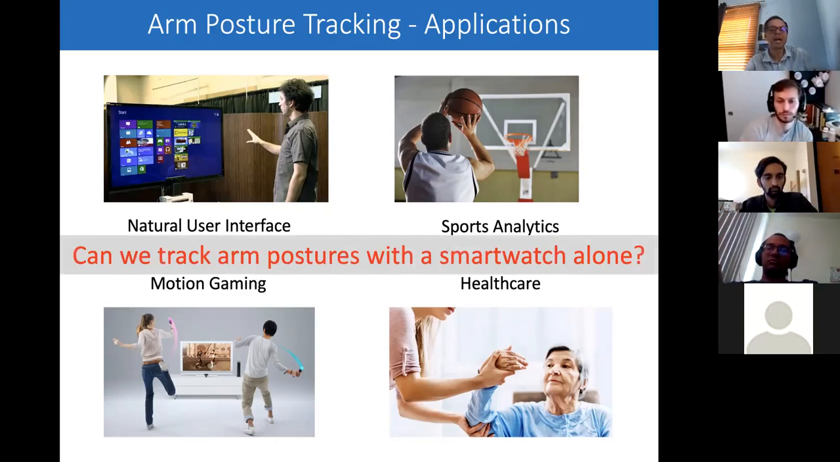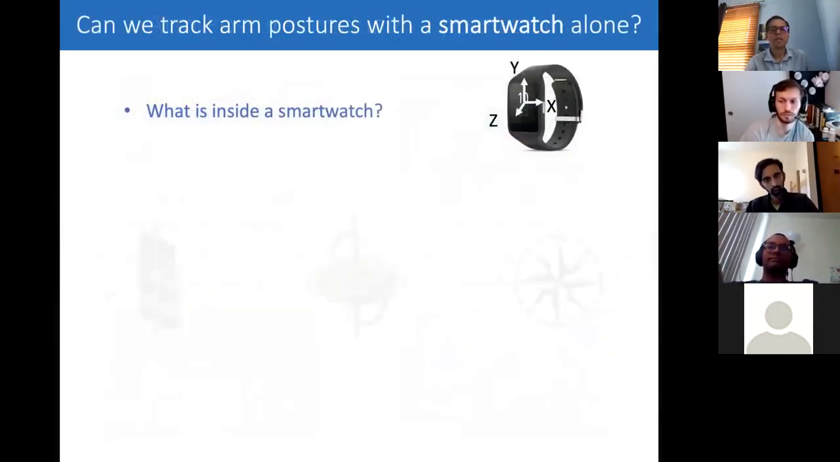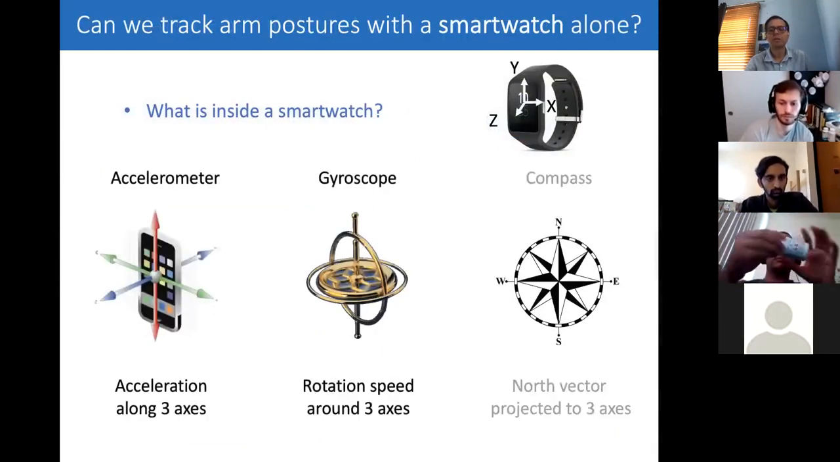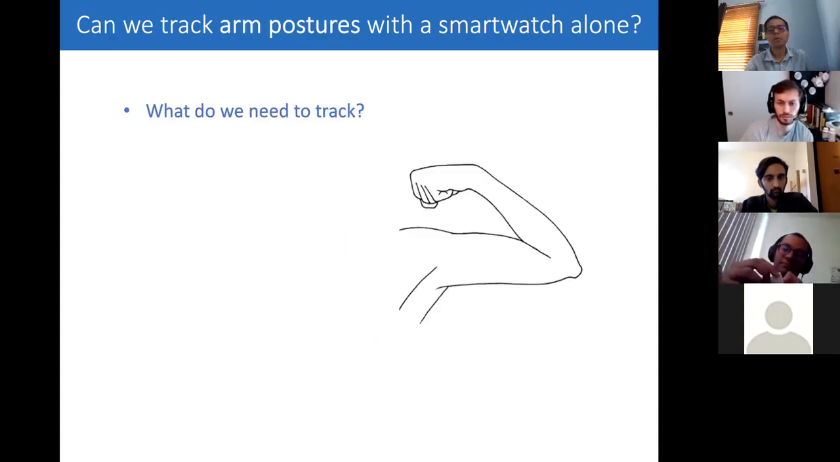So the question is, can we track arm postures, and particularly with a smartwatch alone? Good. So what is inside a smartwatch? You all know by now what is an accelerometer, what is a gyroscope, what is a compass. You know all of this very well. So what do we need to track? If we want to track an arm, what do we need to do?